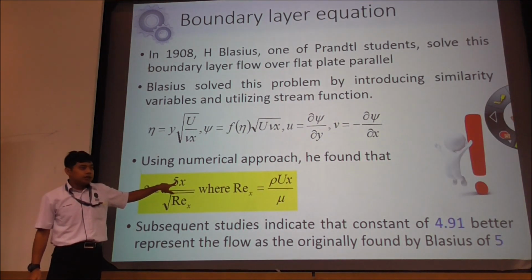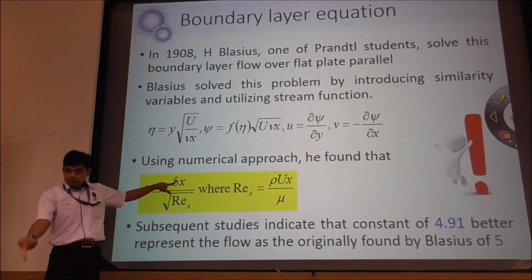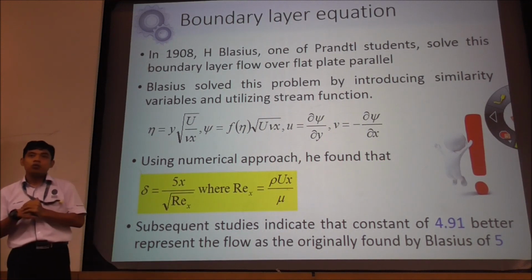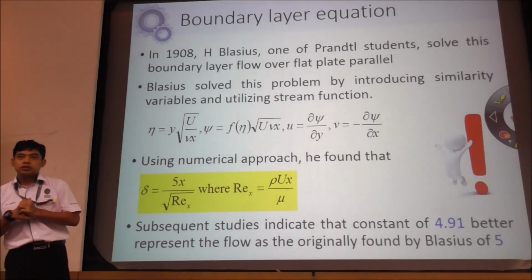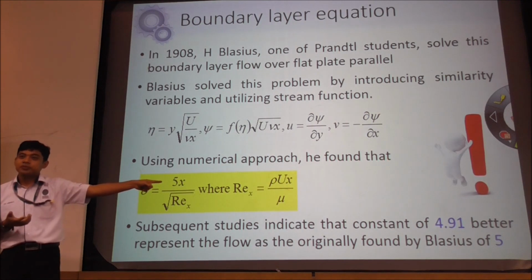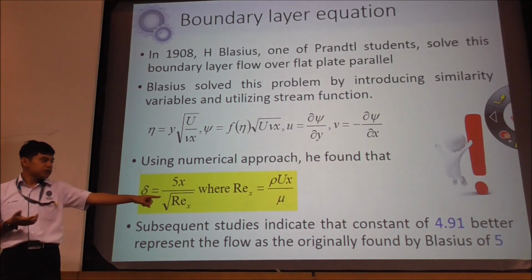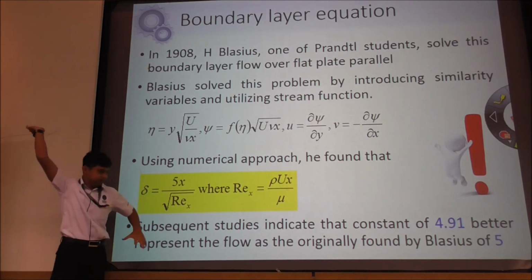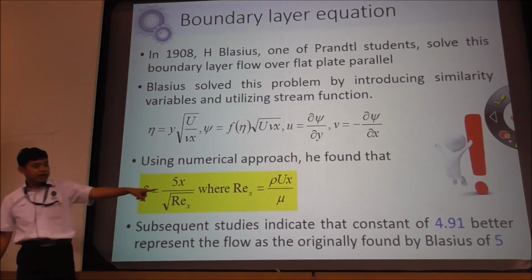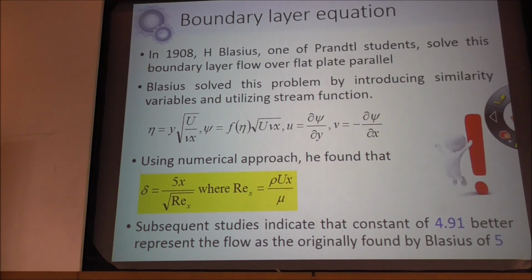But then the next researcher found out that the correct answer is 4.91. Of course, that one is not even using a calculator also, because when 4.91 was found, it was still not there. Okay, so Blasius found 5, but the correct answer is 4.91. So how the hell did Blasius do this?